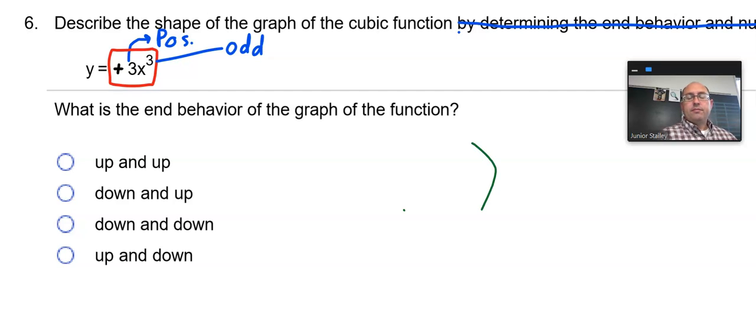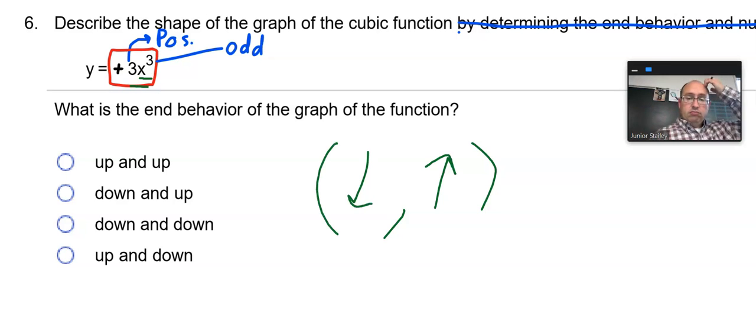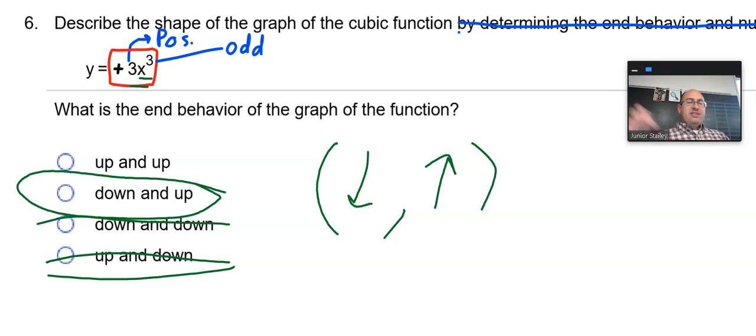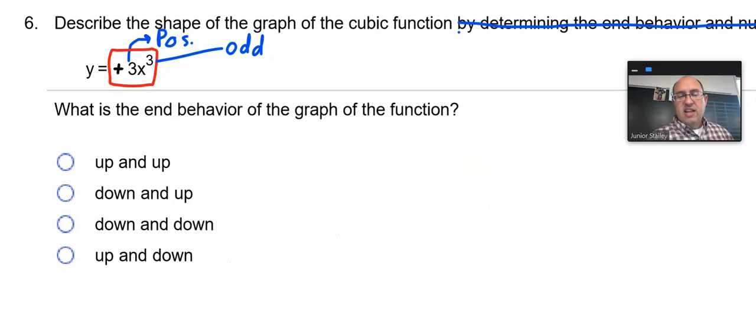Positive 3, up, and odd degree, opposite. Since we knew the right was up, we knew those two were out, and then I just needed to figure out whether the degree was same or opposite. If it's an odd degree, it's always opposite. If it's an even degree, it's the same.